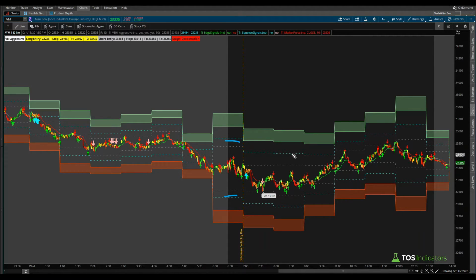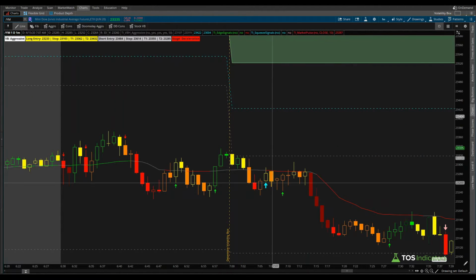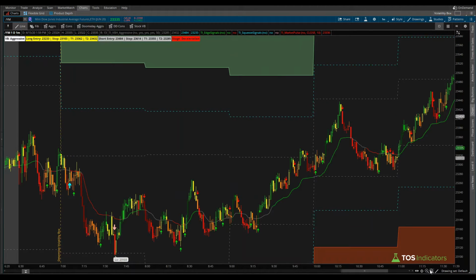No breaches took place across the entire day, but we did have several squeeze signals, right? Our first squeeze signal was a bullish squeeze signal here, but our market pulse, if we zoom in, was red, letting you know that, hey, this is an opportunity that meets that second criteria. So we zoom back out. The next opportunity was a bearish squeeze signal.